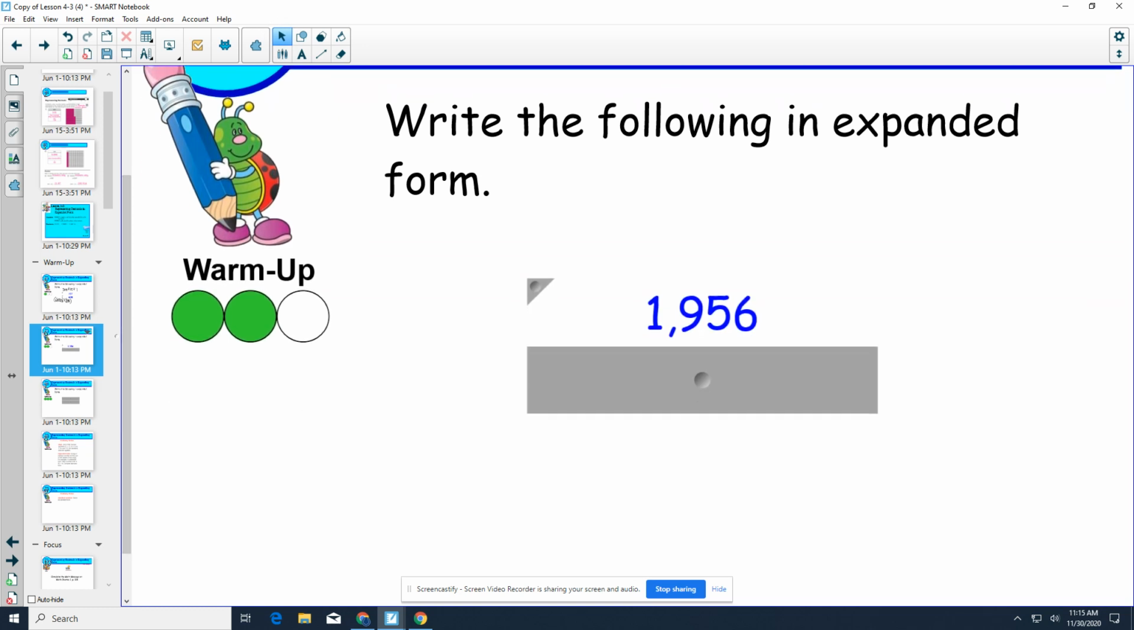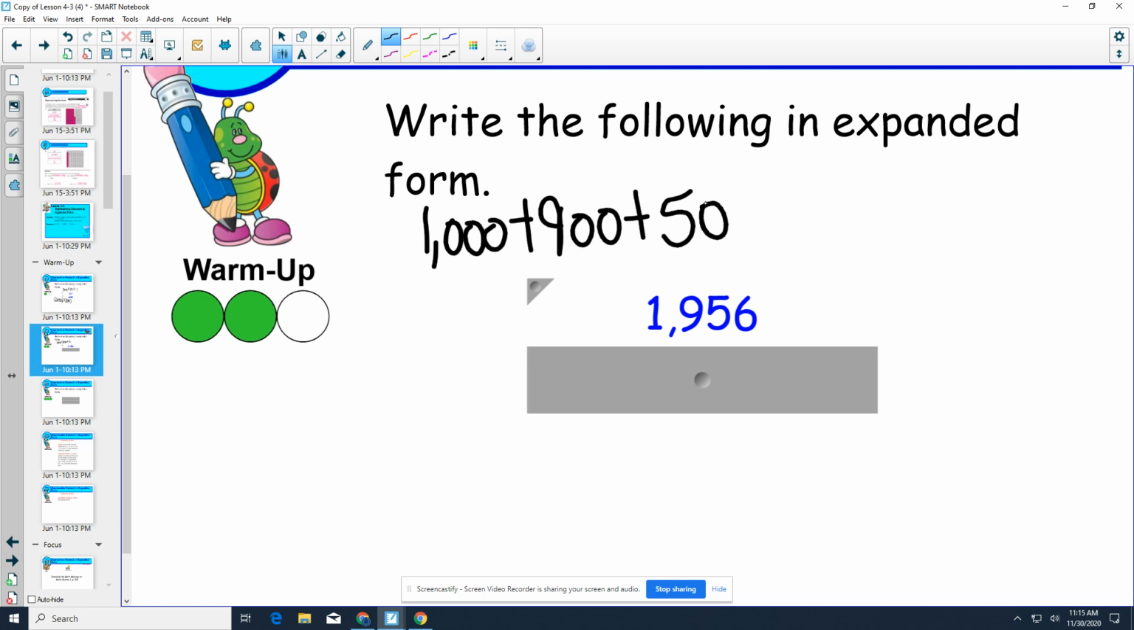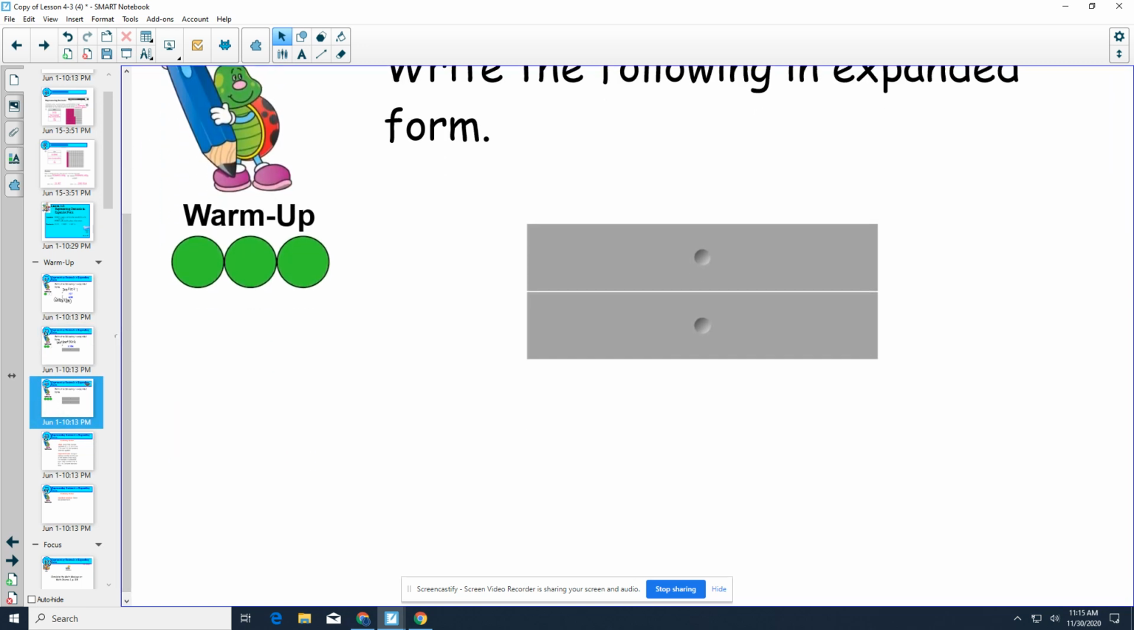On this one, a little bit longer here, so I could say 1,000 plus 900 plus 50 plus 6. And then we'll look at the next ones here, the level 3. We'll look at one, and you can do the other one for level 2.